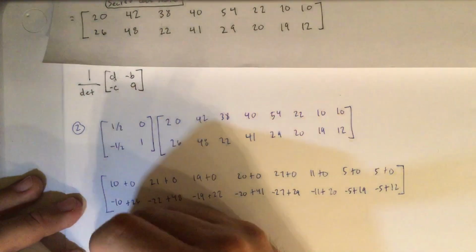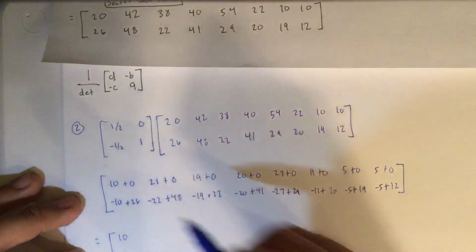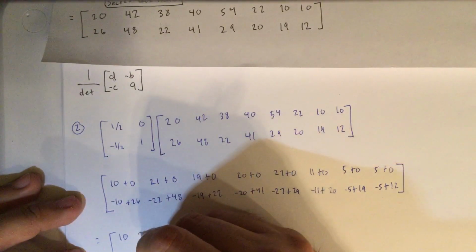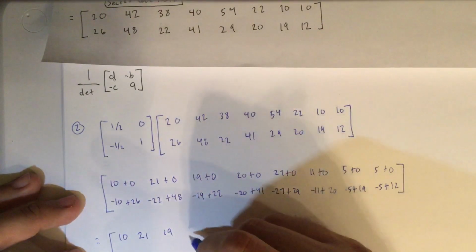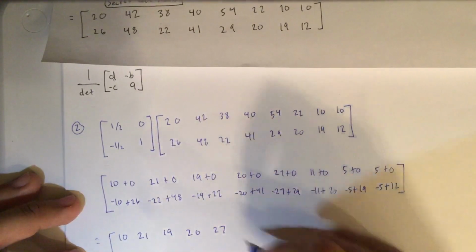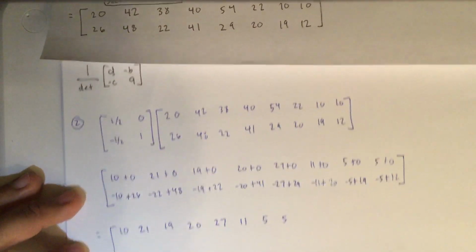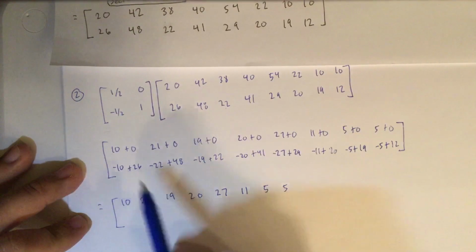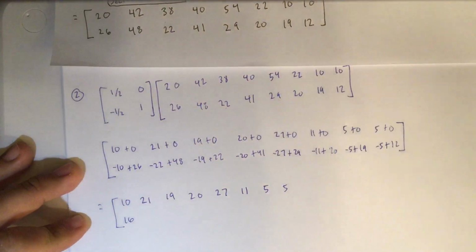Now, I'm going to simplify it, and this should give me my original. 10 plus 0 is 10. 21 plus 0, 21. 19 plus 0, 19. 20 plus 0, 20, 27 plus 0, 27, 11 plus 0, 11, 5 plus 0, 5 plus 0, 5, and 5. Negative 10 plus 26, 16. Negative 22 plus 48 is 26.